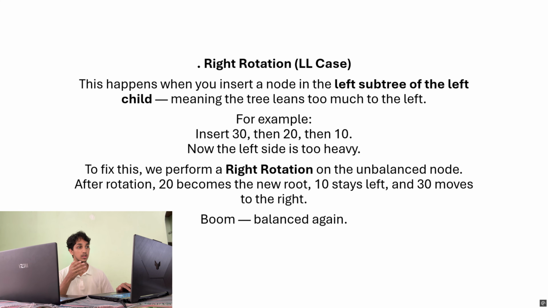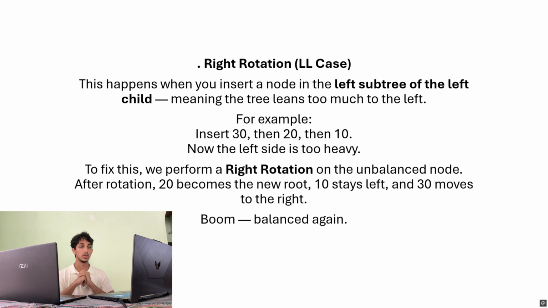Next is the left-right rotation, which happens if the imbalance is in a zigzag way. We use double rotation, the LR or RL method, to fix it. So again, this is not balanced, so we will make it something like this. And this is another double rotation method, which is RL.